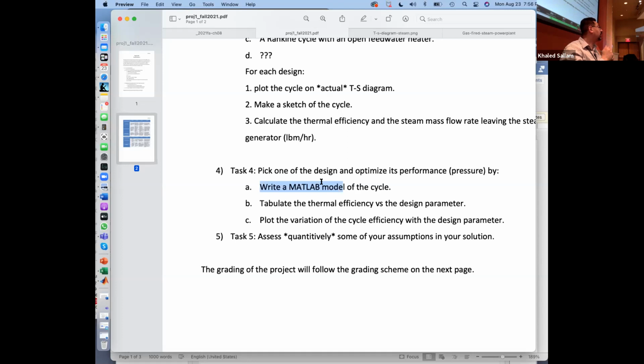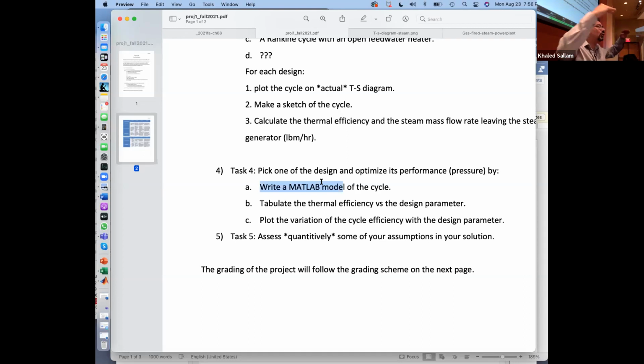MATLAB allows you to do the experiment again with a different boiler pressure. You say, now let me try 25. What would be the optimal reheat? And soon you'll be able to come up with a chart that will always have the ratio between the reheat and the boiler pressure at different boiler pressures.